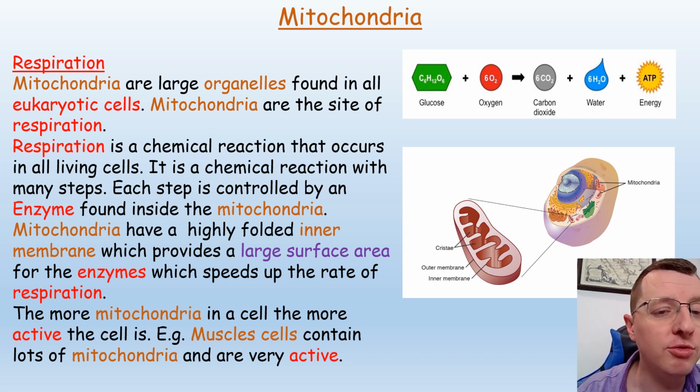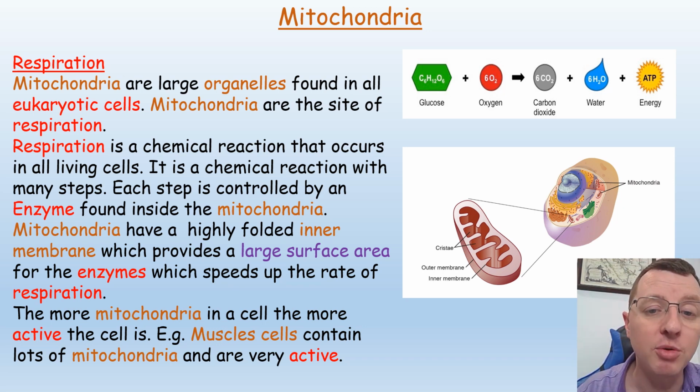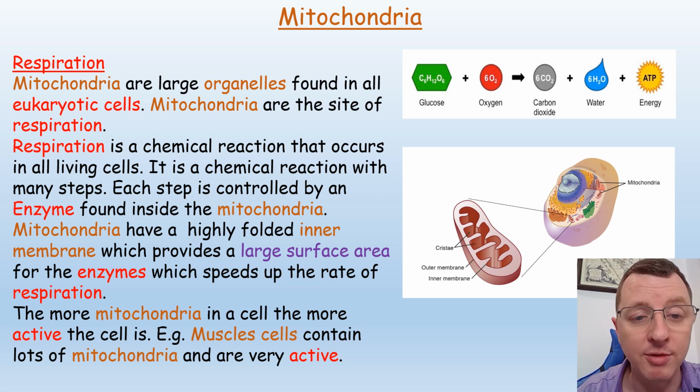So mitochondria themselves are large organelles found in all eukaryotic cells. That means cells with a nucleus. And mitochondria are the site of aerobic respiration. And respiration is a chemical reaction that occurs in all living cells. It's a chemical reaction with many steps, and each step is controlled by an enzyme found inside the mitochondria.